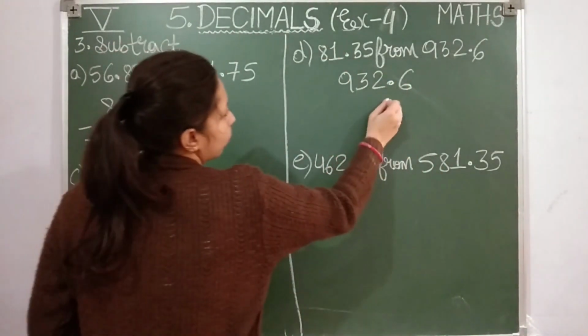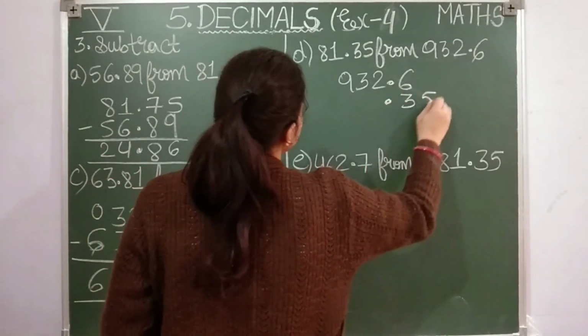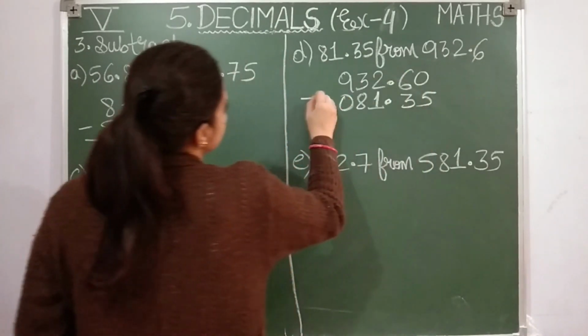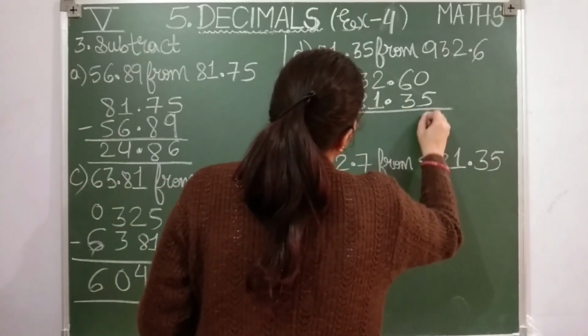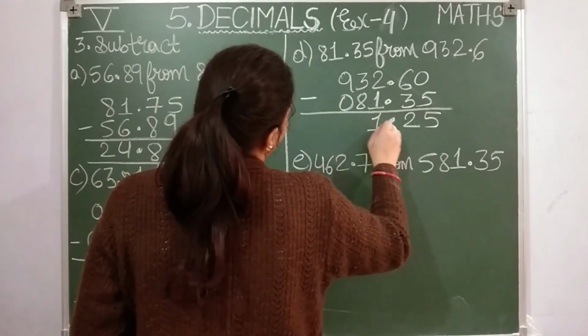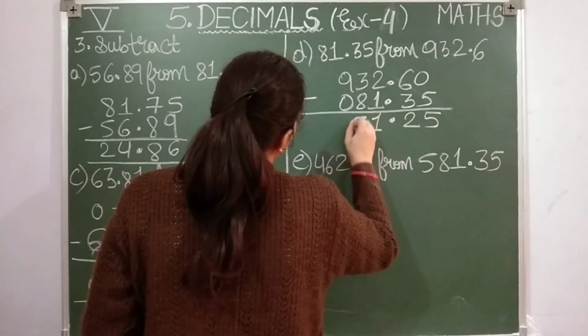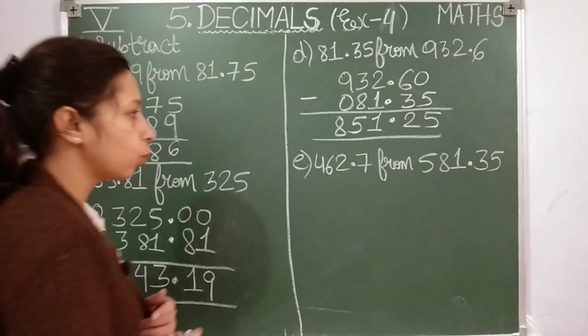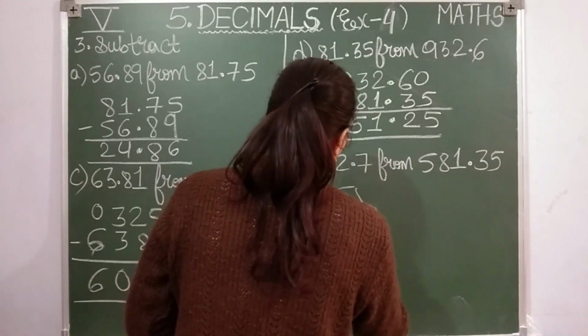So next one, 932.6. Again first I'll put point and then place the digits, and for whole number I'll put 0. For this also I'll put 0. Simply subtract. 10 minus 5, 5. 5 minus 3, 2. 2 minus 1, 1. Then 13 minus 8, 5. So we got 851.25.